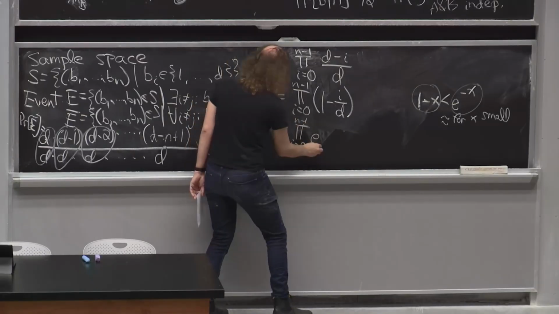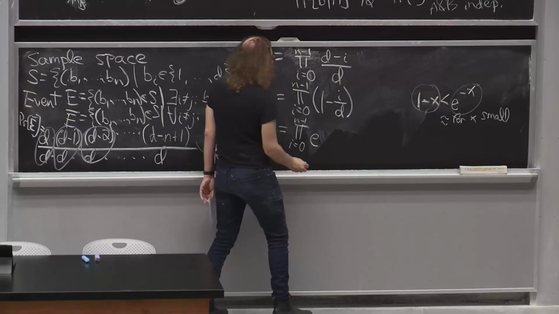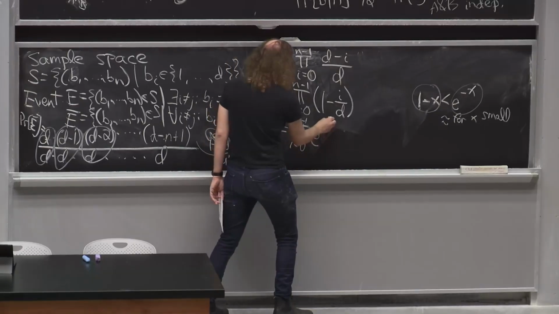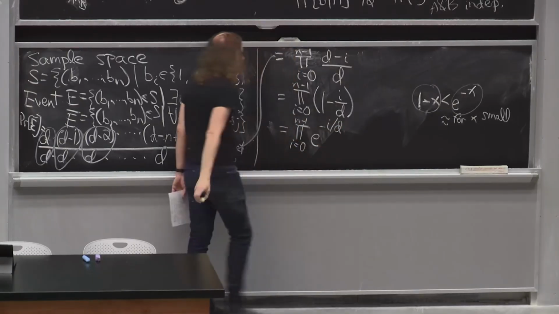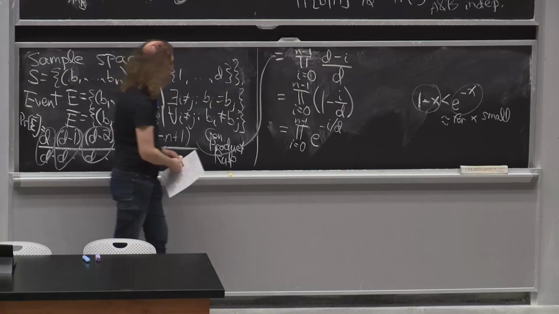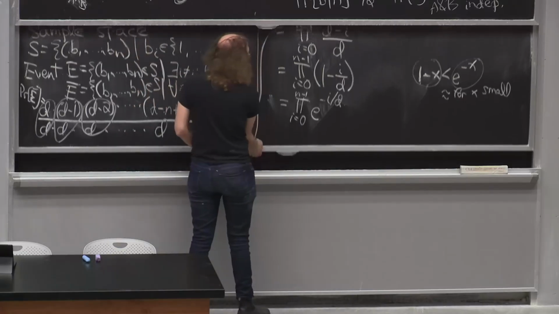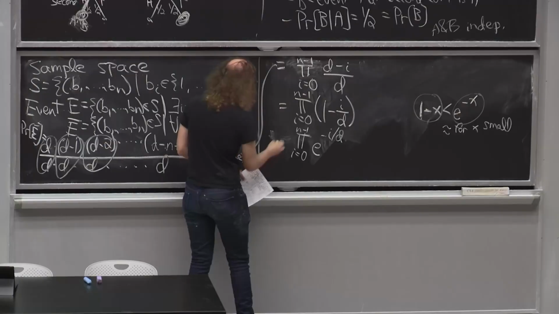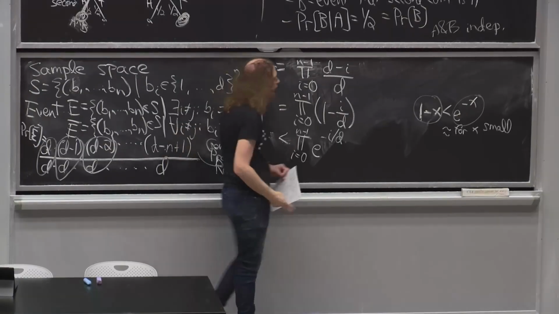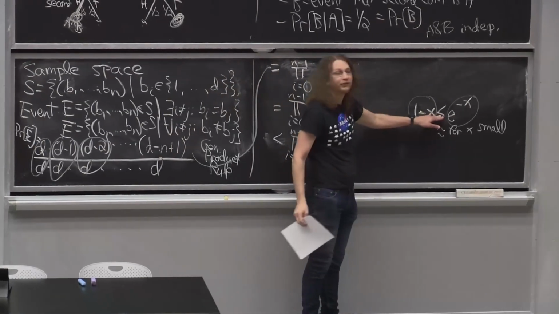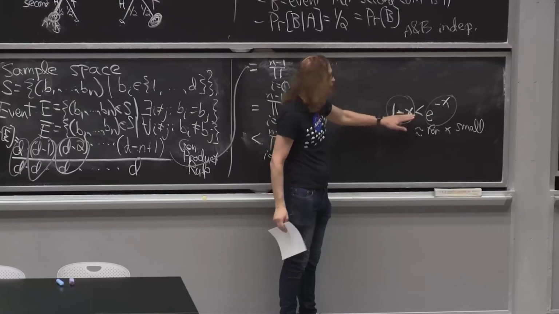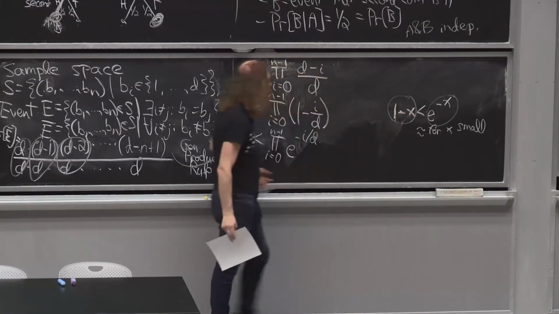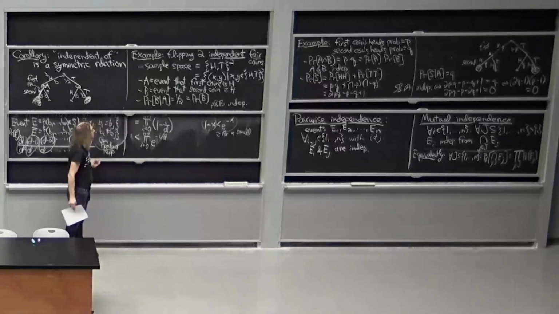So this is going to be e to the minus I over d. OK? Sorry, not equal. This is going to be less than. So it's a good approximation when x is small, but it's always less than because the next term is positive, at least for x non-negative. It's going to be less than.